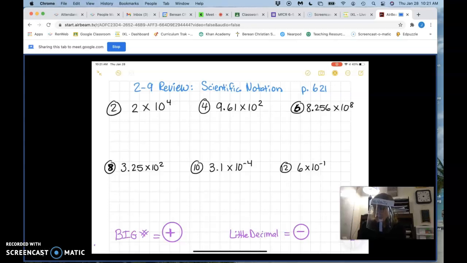So let's go ahead and try the first problem. So I see a positive exponent. That means I'm going to make a big number. Remember, you have that imaginary decimal always sitting at the end of every number. And the exponent tells me I need to move it 4 places. So I'm going to go 4 hops. 1, 2, 3, 4. So my new decimal's there.